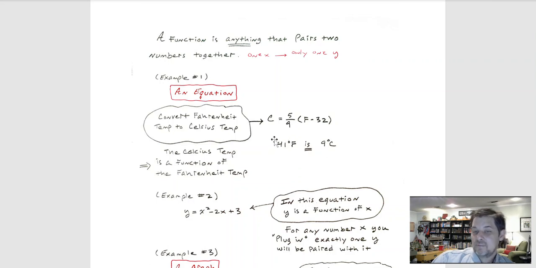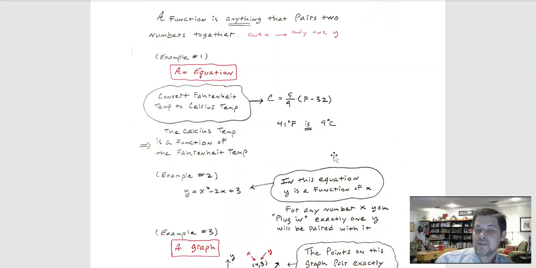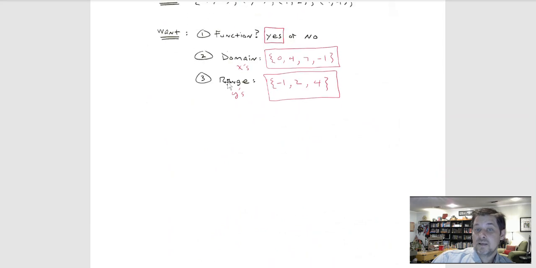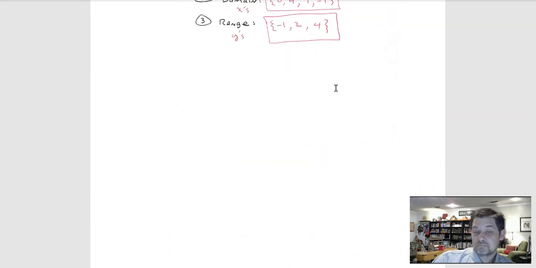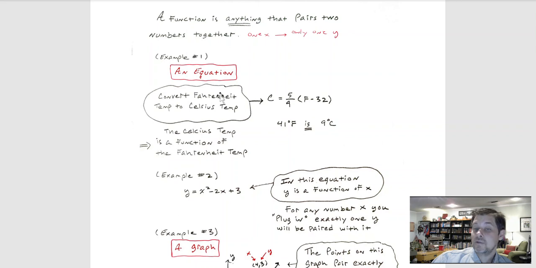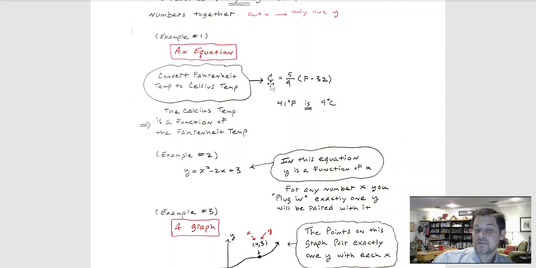For example, if I put 41 degrees Fahrenheit into this equation and subtract 32 and then multiply by 5/9, I will get 9 degrees Celsius, okay? So if I put in one x value, and here the x value is the Fahrenheit temperature, I will get exactly one y value. And in this case, the y value is the Celsius temperature. So a function could be an equation. A function could be a list of ordered pairs like this. That's one possibility. A function could be an equation, such as this one, which pairs together Fahrenheit and Celsius temperatures.